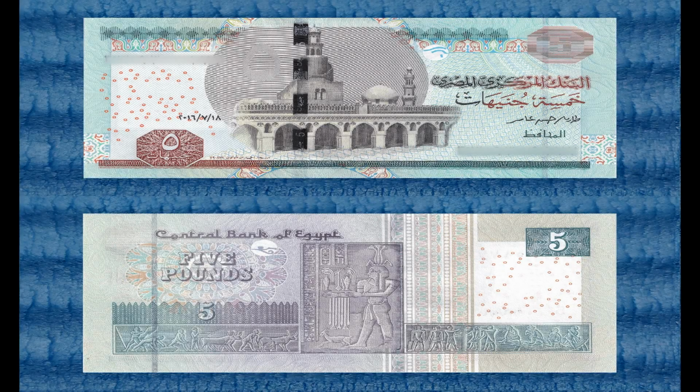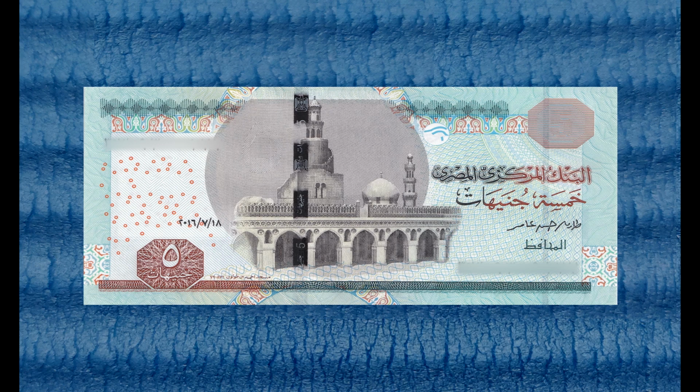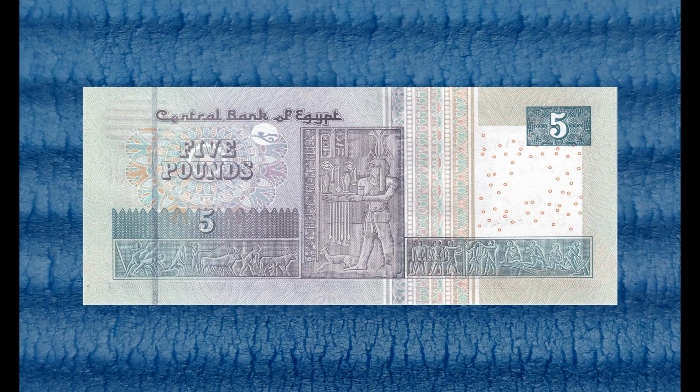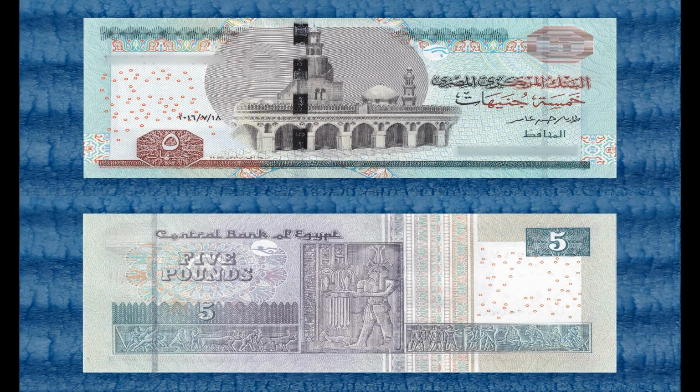Hello friends, in this video we are going to see the 5 Egyptian pound standard circulation banknote, which was launched in the years from 2014 to 2024 by the government of the Arab Republic of Egypt. These banknotes were printed by the Central Bank of Egypt at its printing house. Now let us see the physical structure of the banknote.